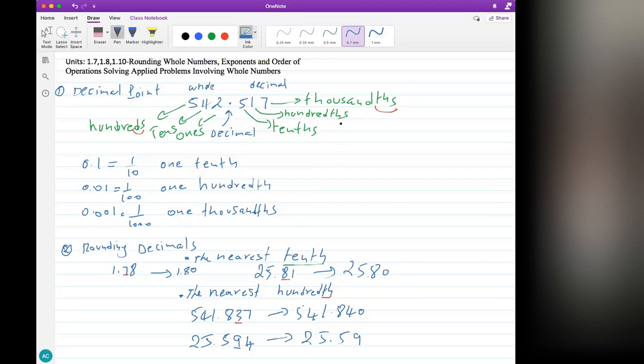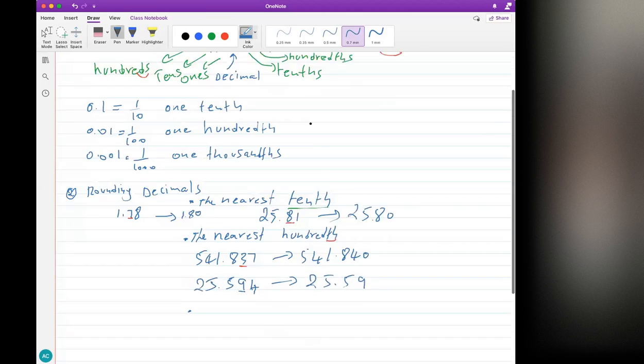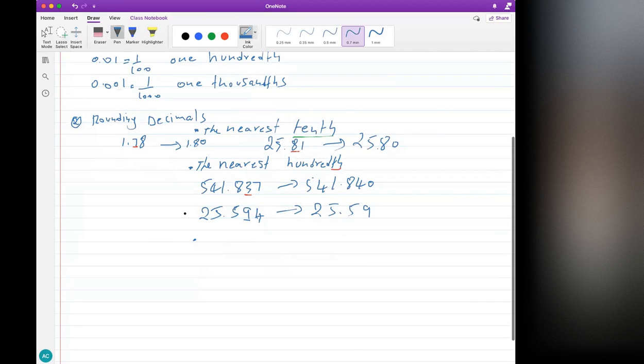Okay, it's very important. Pay attention to the wording of the question. They may sound or look quite similar, but they are not.